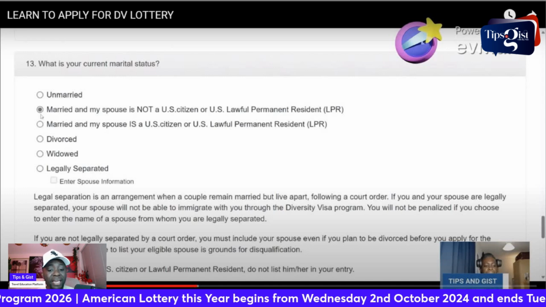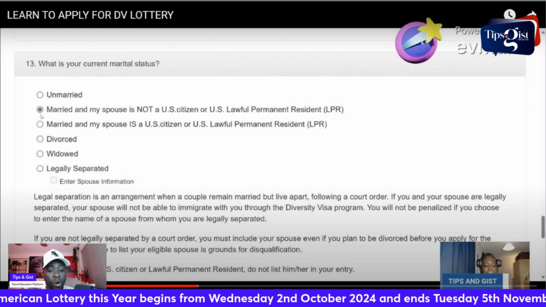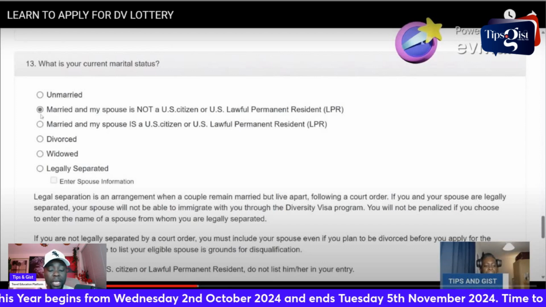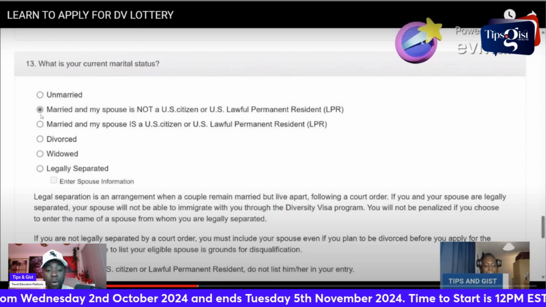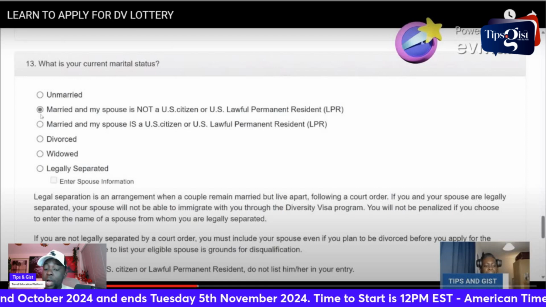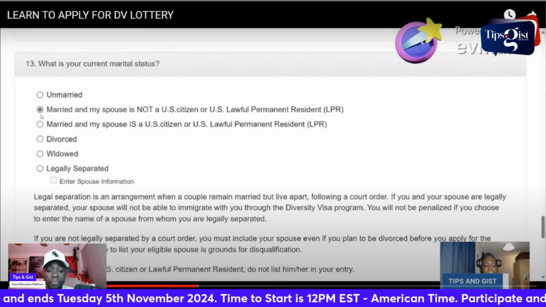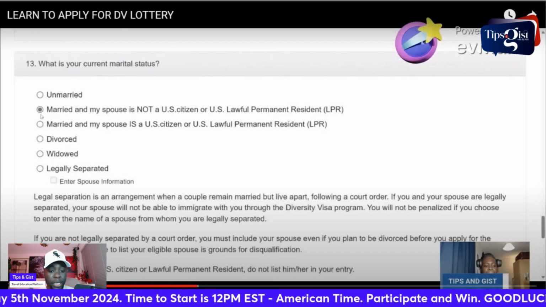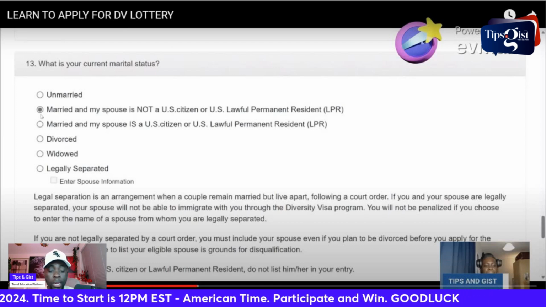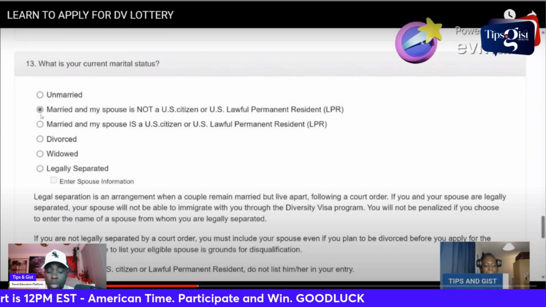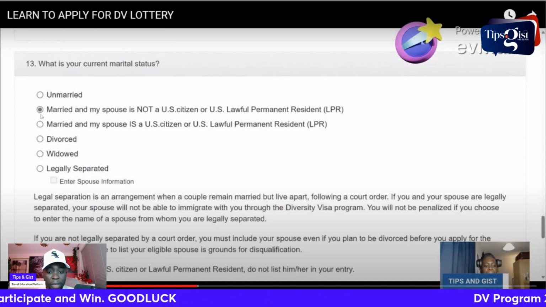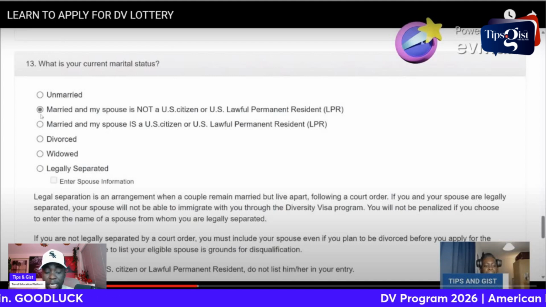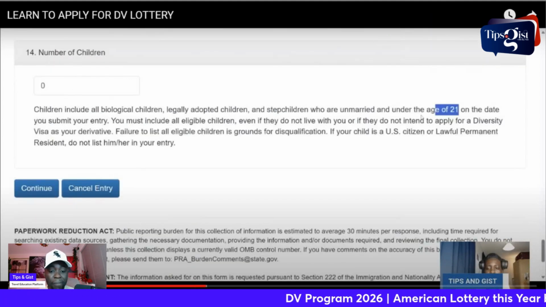So please pay attention. It is very, very important, because your picture might be correct, everything is correct, but your wife or your husband's picture will disqualify the entire entry. So make sure that if you're adding somebody to your application, they also follow the picture standard. So you click enter spouse information, so that after you key in all your information, another page will open for you to enter your spouse information before you submit.